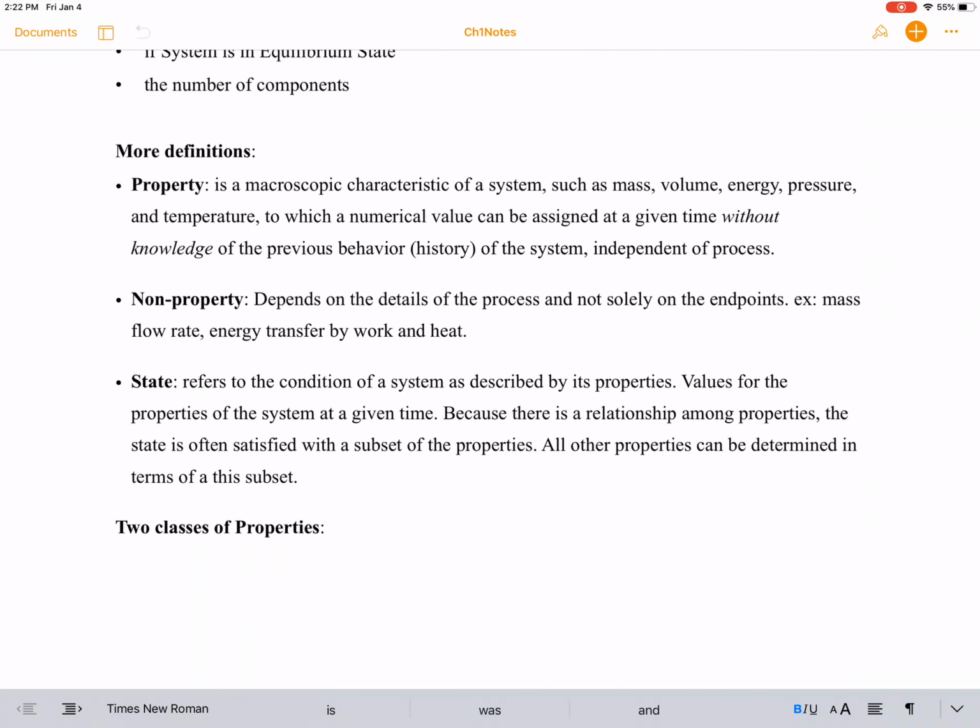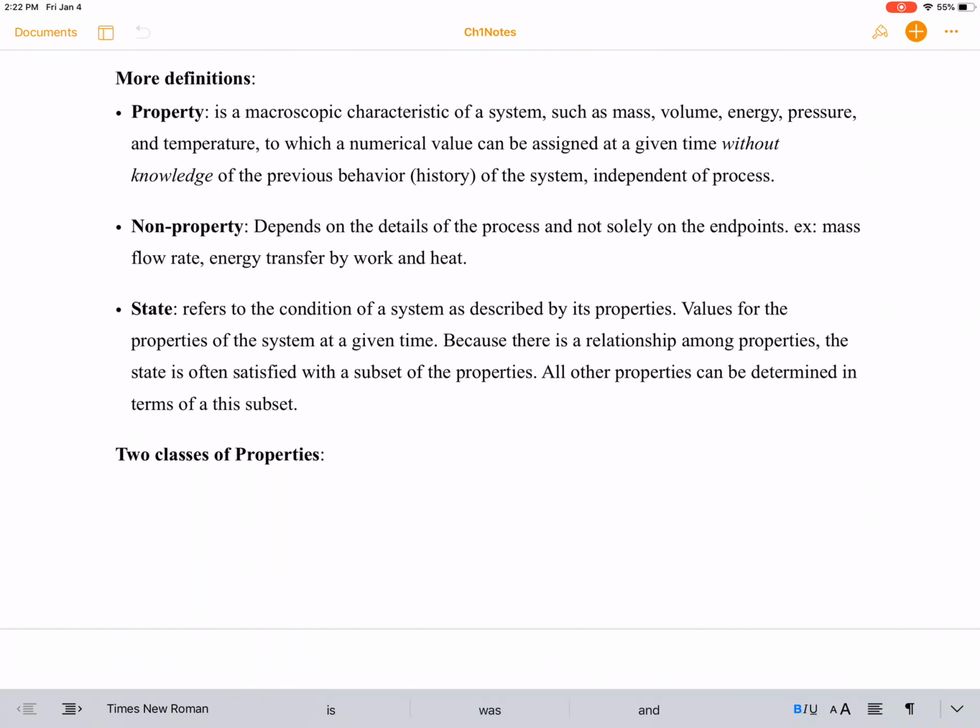So some more definitions. A property is a macroscopic characteristic of the state of a system, such as mass, volume, energy, pressure, temperature. These are characteristics to which a numerical value can be assigned at a given time without knowledge of previous behavior or history of the system. It's independent of process. So we don't really care how it got here. We care that the temperature in the room is 72. We don't care how it got there. We don't care the process it went through to get to 72.